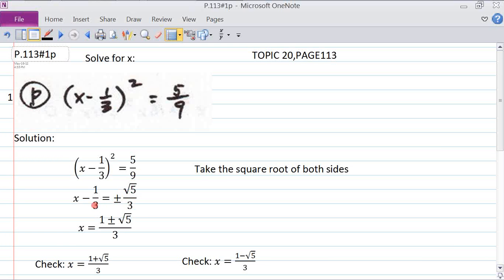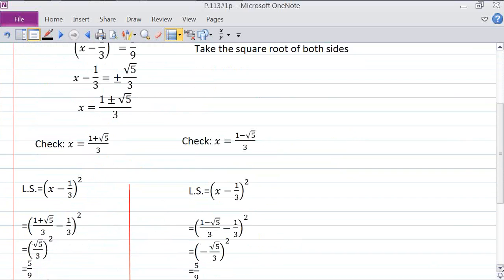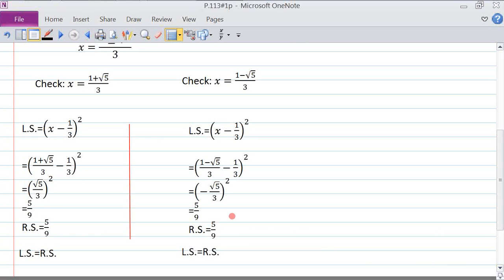So because both of these are over 3, we can write that x equals, transposing the minus 1/3 from the left to the right, 1/3. This minus 1/3 here becomes plus 1/3. And I get plus or minus, because of this, root 5 over 3. So now I'm going to check both solutions.